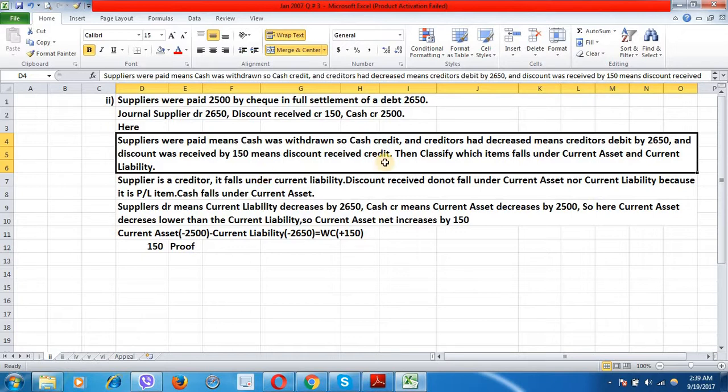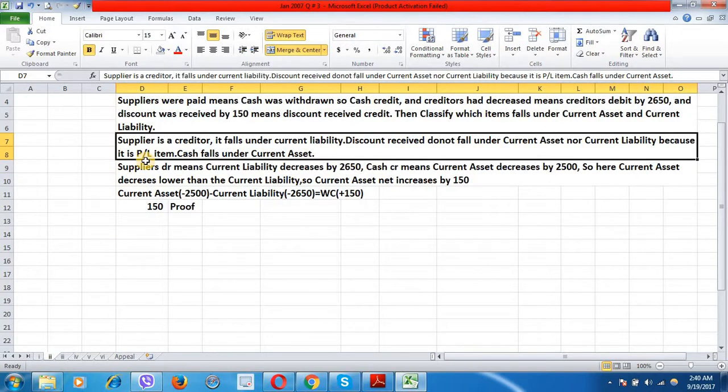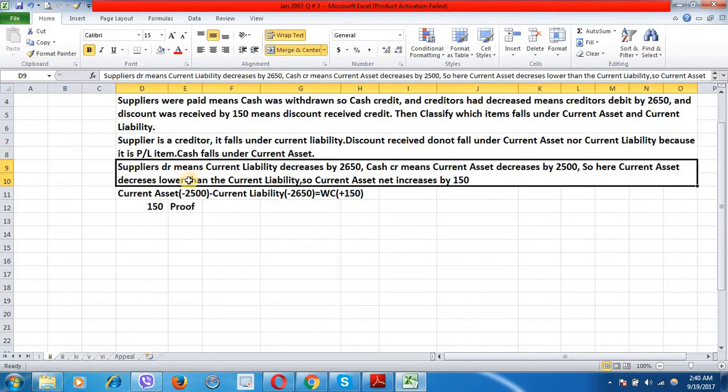Then classify which items fall under current asset and current liability. Supplier is a creditor, it falls under current liability. Discount received does not fall under current asset nor current liability, because it is a PL item, profit and loss item. Clear? Cash falls under current asset. Supplier debit means current liability decreases by 2,650. Cash credit means current asset decreases by 2,500.